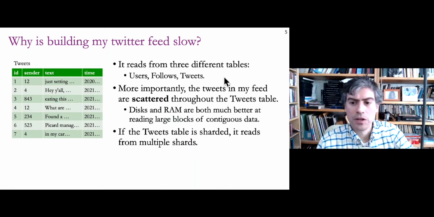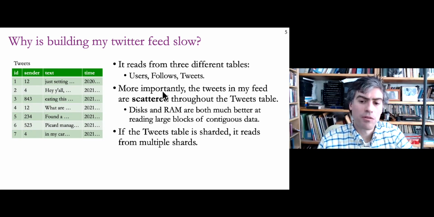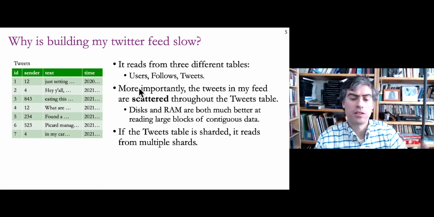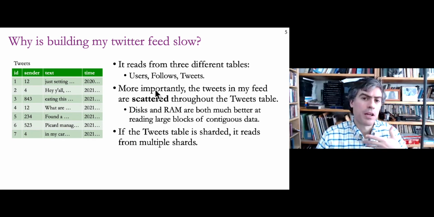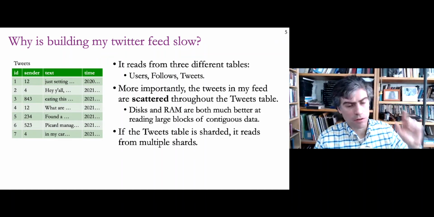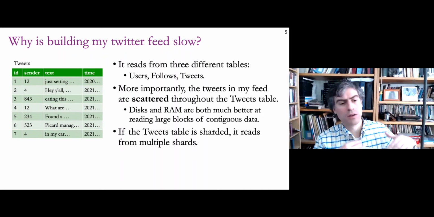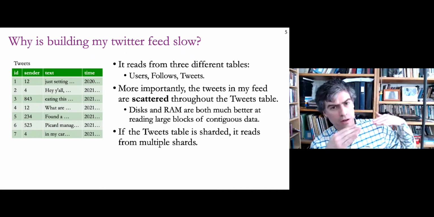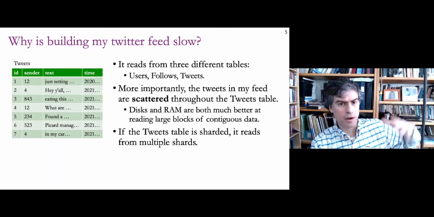Another problem is that I'm reading from three different tables. I have to check the follows table, the tweets table, and the users table. And notice that both the follows table and the tweets table have this scattering of data, right? Because I'm going to follow people over time, not all at once. So the records of who I'm following are going to be distributed throughout that table.